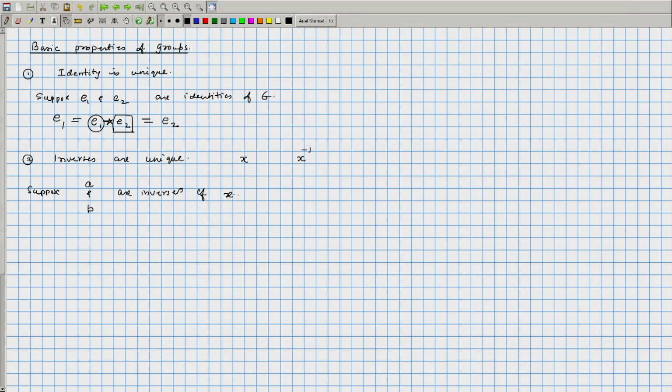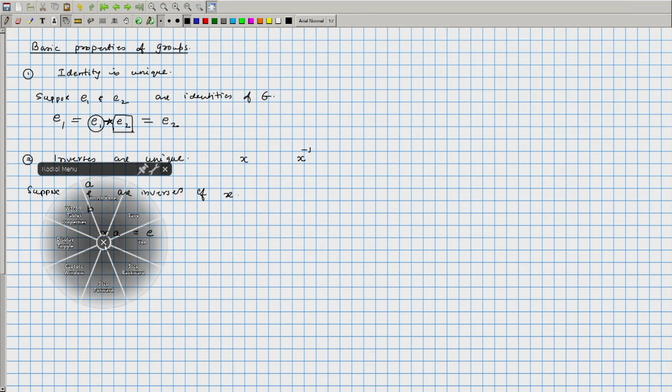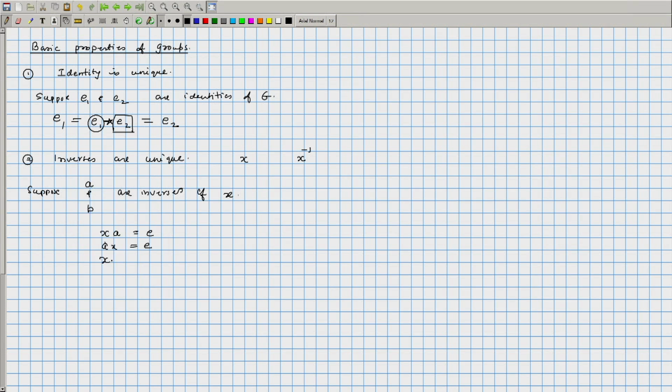Okay. So, what do we know? Because of this, we can say that XA is equal to identity, AX is equal to identity, XB is identity, and BX is also equal to identity. Okay. From these, somehow we need to argue that A and B are the same. Okay. So, let us look at this equation, XA is equal to identity.